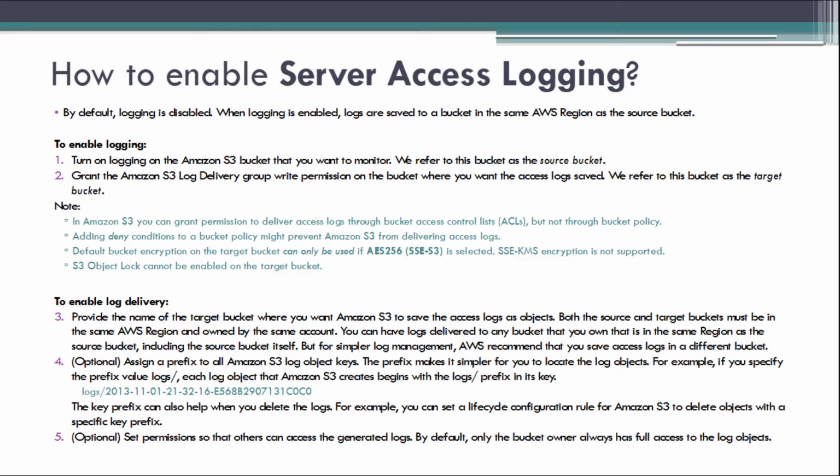Optional: set permissions so that others can access the generated logs. By default, only the bucket owner has full access to the log objects. So by default, only the bucket owner has full access to your logs, to your records. If you want to give access to other users, you can set some permissions and grant permission to the other users to access those logs. So by default, only the bucket owner can access those logs.